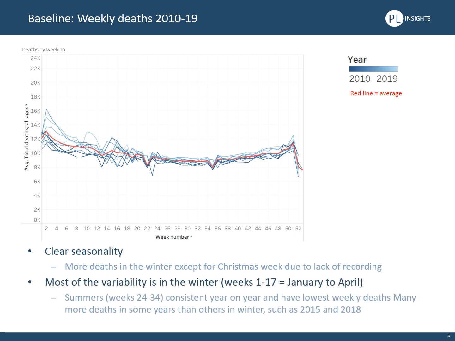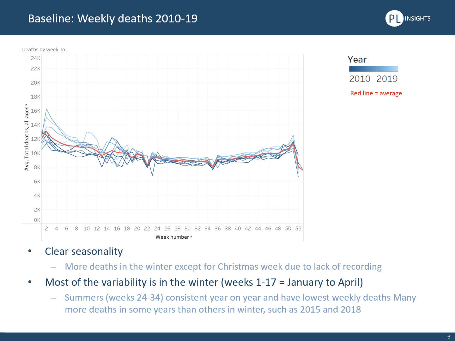What's interesting here is that in the summer we can see the lines are not very far spread apart, so it's pretty consistent the number of deaths that we get in each week. There is some bias towards the more recent years, the lighter coloured lines being on top, which we'd expect because we know we've got that rising trend in deaths each year.